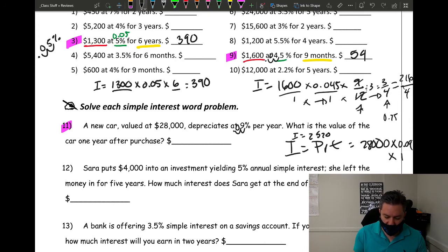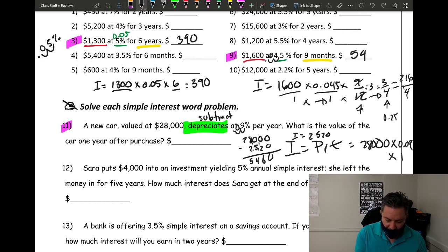So all you got to do is 28,000, which is the original price. The keyword right here is going to be depreciates. That means subtract, minus 2,520. So after 1 year, if you want to sell that car, it's going to be worth $25,480.